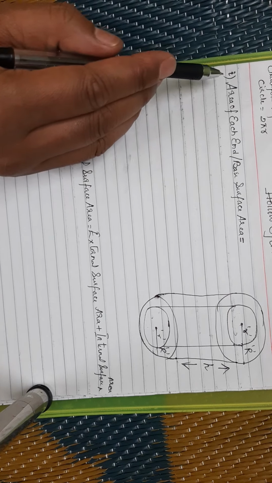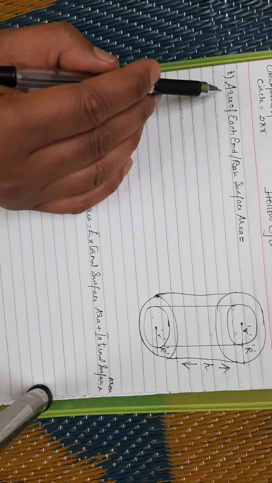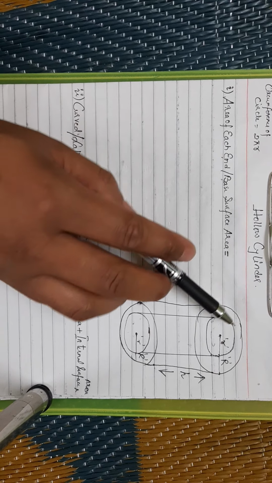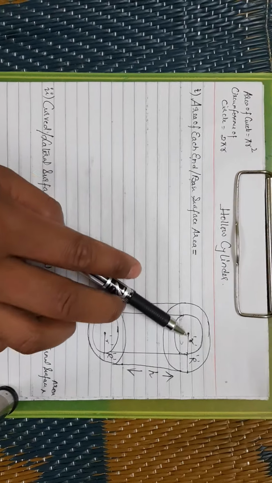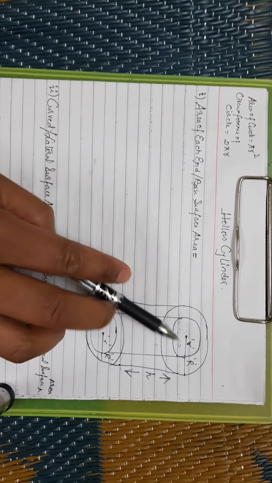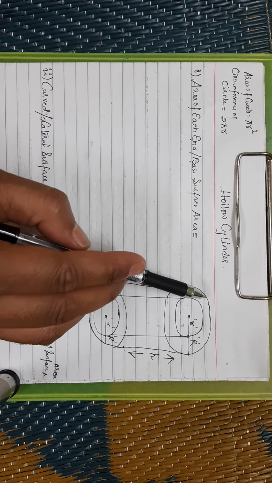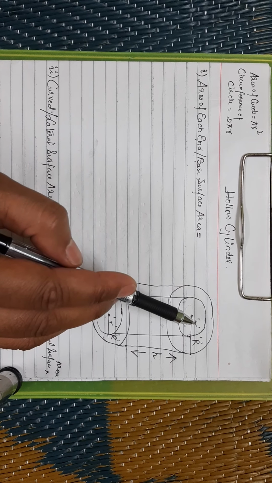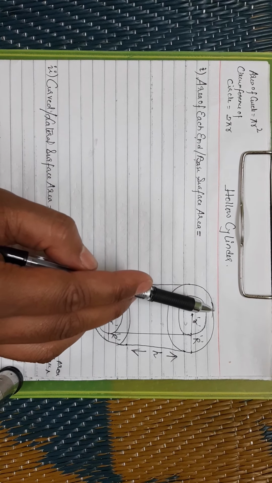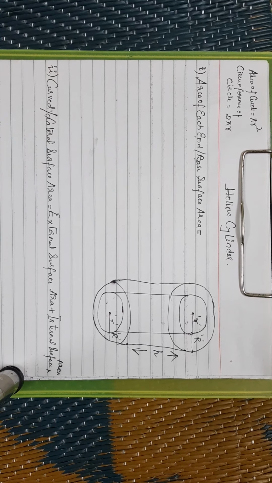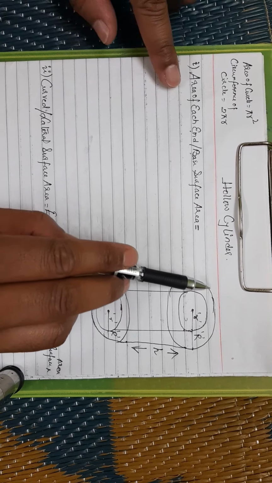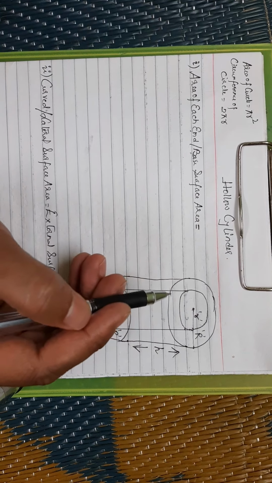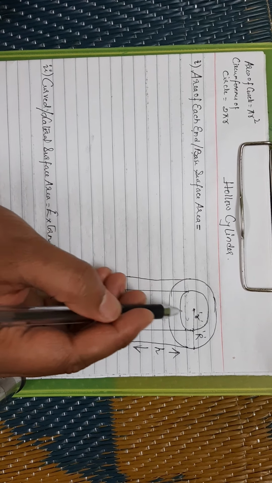Clear? Now the first important formula related to the hollow cylinder is the area of each end, also sometimes called the base surface area. That means I have to find the area of each end. Remember, area means the inner capacity, whereas circumference or perimeter means the outer covering. Now, to find the area of each end, from the outer circle I take out the small inside circle, and then the area will come out.